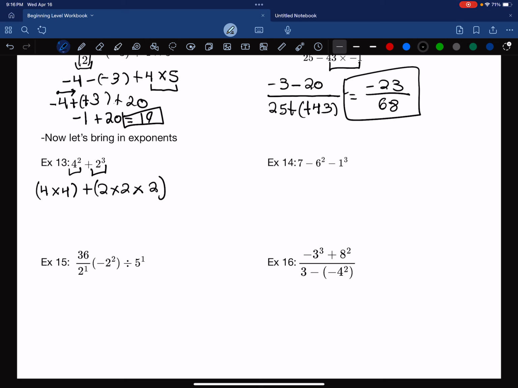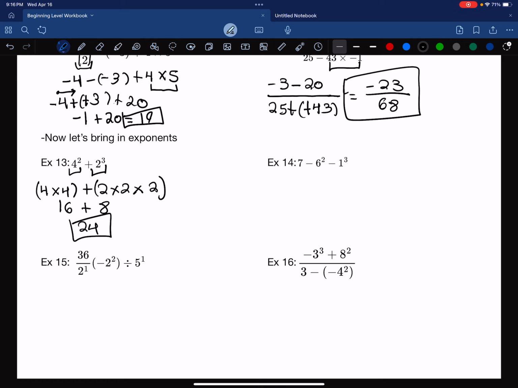And now let's simplify this. 4 times 4 is 16. And then we're going to add that to 2 times 2, which is 4, and then 4 times 2 is 8. So 16 plus 8 is 24. And that is our final answer.